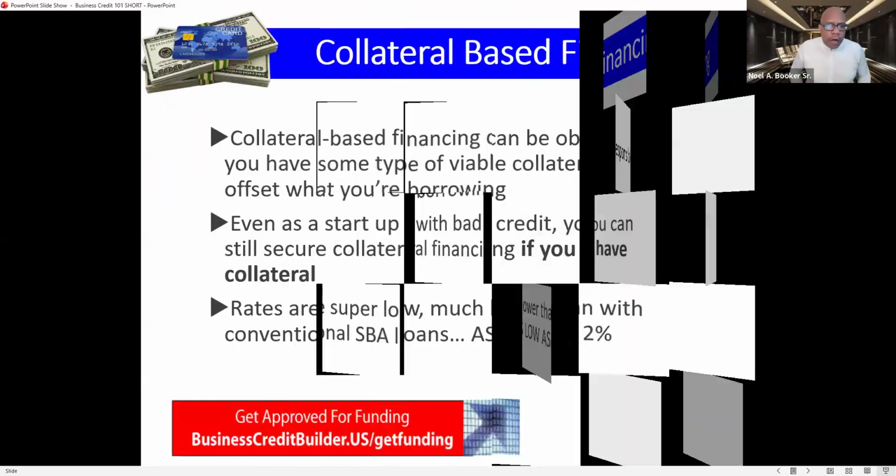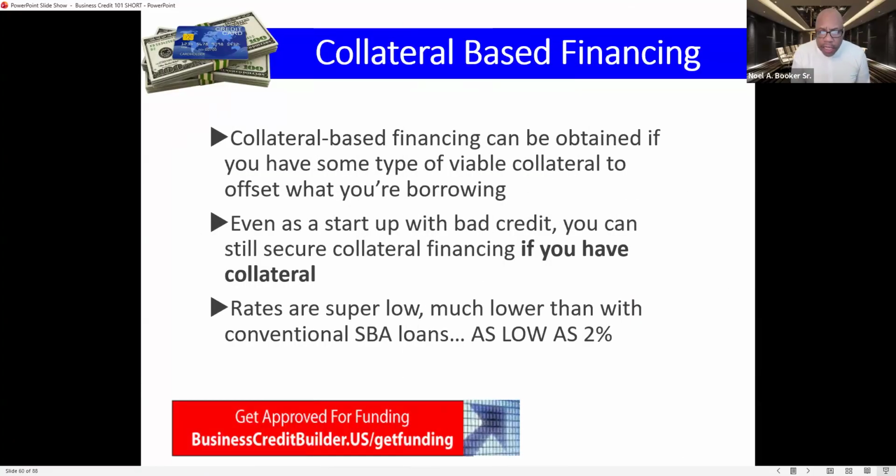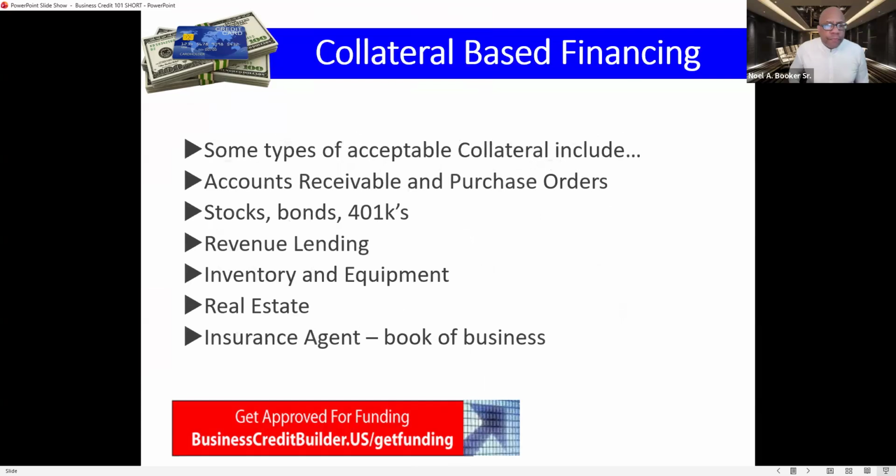Okay. Collateral-based financing can be obtained if you have some type of viable collateral to offset what you're borrowing. Okay. You could be a startup with bad credit. You can still secure collateral-based financing. Here are some types of collateral. Accounts receivable. Accounts receivable is also known as factoring. That's when a business can group and batch their invoices and sell them.